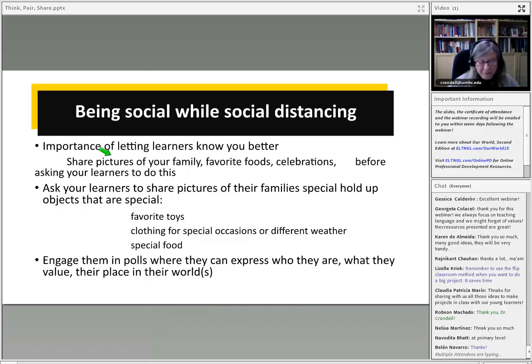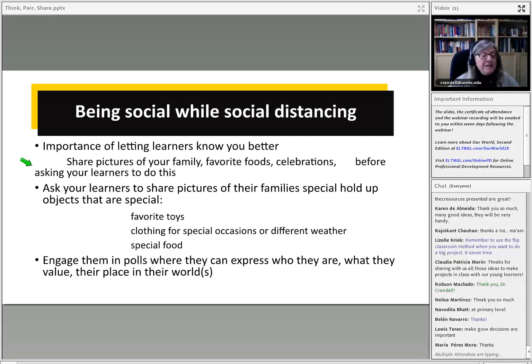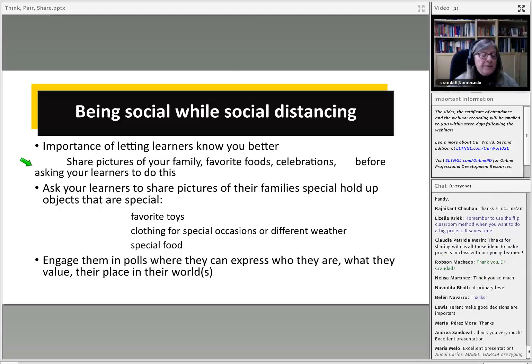And so throughout, I've been trying to give you some examples of how you can actually use these values and instill these values in your learners when you're actually teaching online or social distancing. And some of these I've already mentioned, but this is kind of a summary of sharing pictures of your family, your favorite foods, your celebrations before you ask your learners to do that.